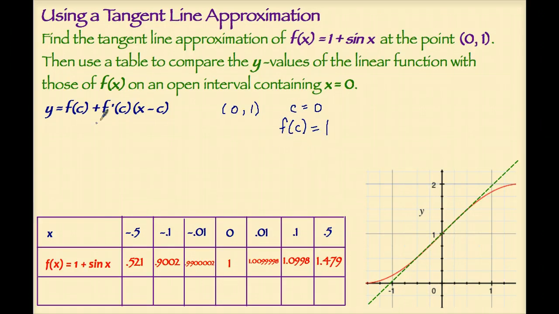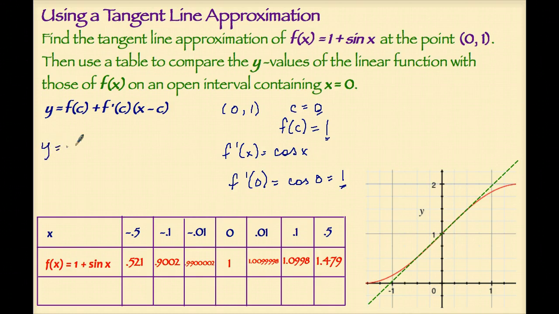We, of course, also need the slope at 0, so let's find the first derivative. F prime of x is equal to, since 1 is a constant, the derivative of 1 is 0, and then the derivative of sine is cosine x. F prime of 0 then will be cosine of 0, which is 1. So these are the three numbers that we need to plug into our tangent line approximation.